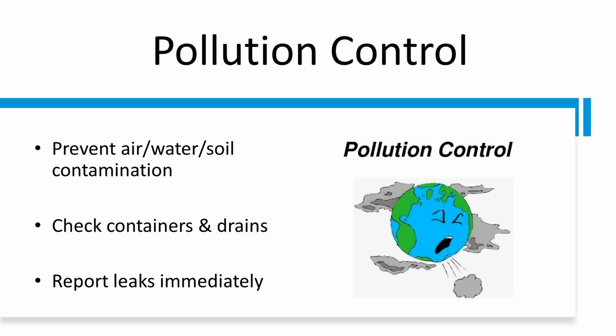Pollution control prevents contamination of 1. Air emissions, 2. Water drains, spills, 3. Land chemical leaks, waste storage. Supervisors must ensure workers prevent spills, avoid overflows, check containers, and report leaks immediately.